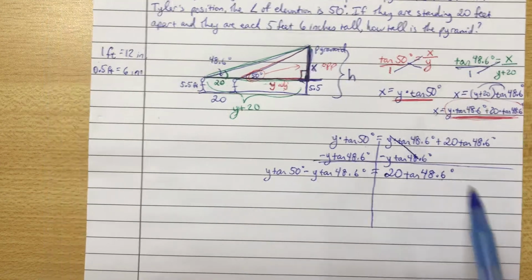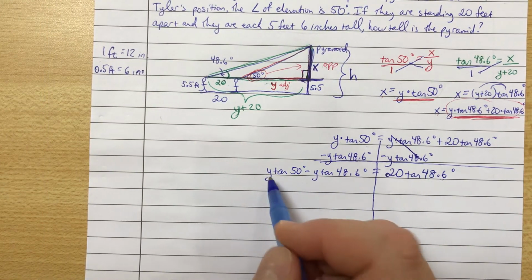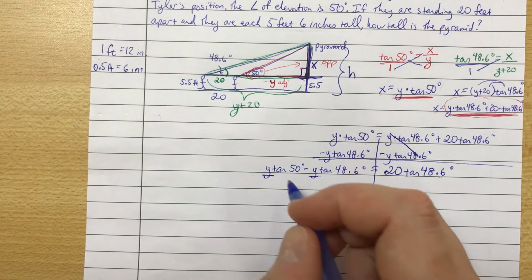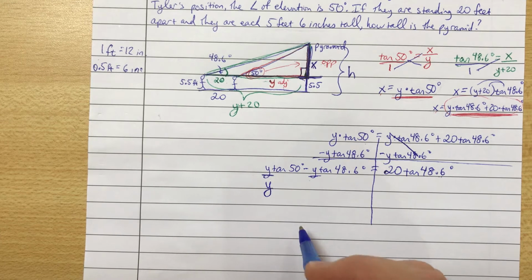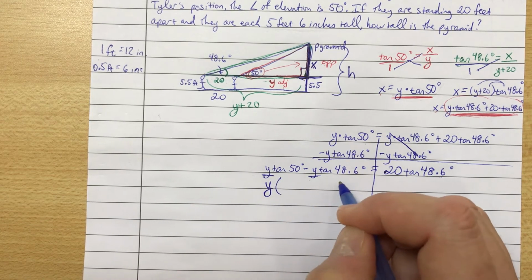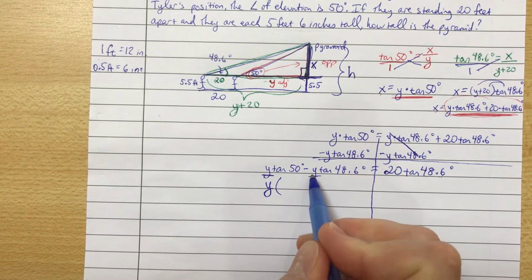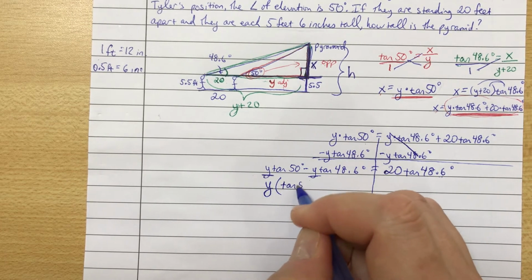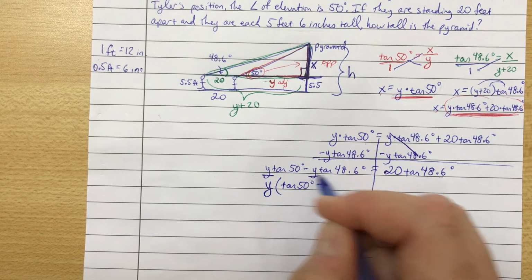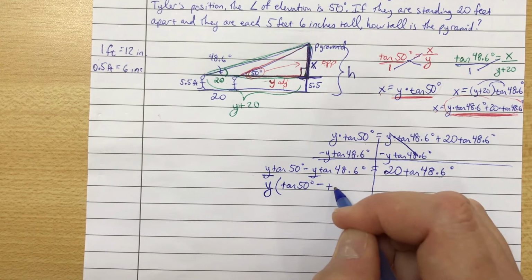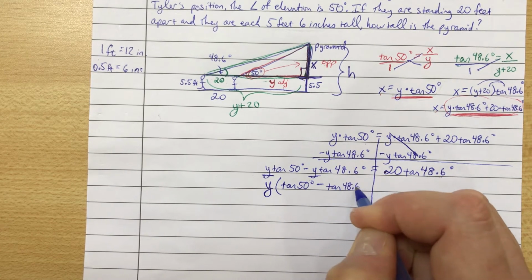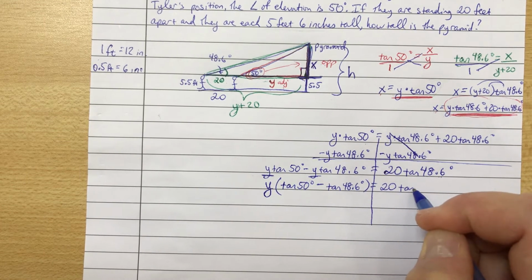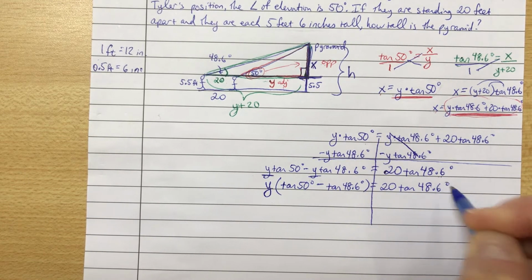That's really important because I just want to remind myself this is an angle measure that I'm looking at. Since both of these have y, we can factor out that variable. That's a common factor. So we're going to factor out y. Now that's like dividing it out. So when I divide out the y, what's left in this expression is tangent 50 degrees minus what's left in this expression is tangent 48.6 degrees equals 20 times the tangent of 48.6 degrees.